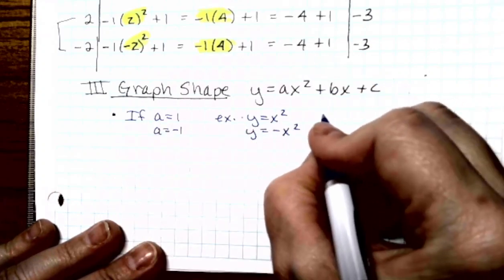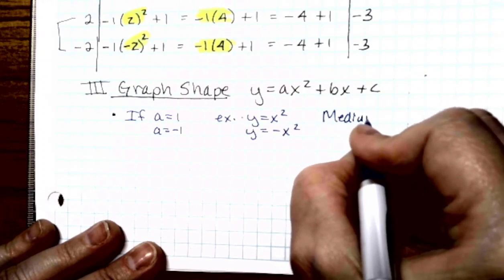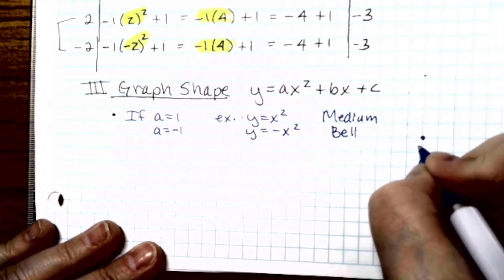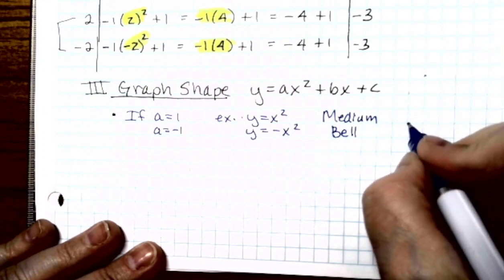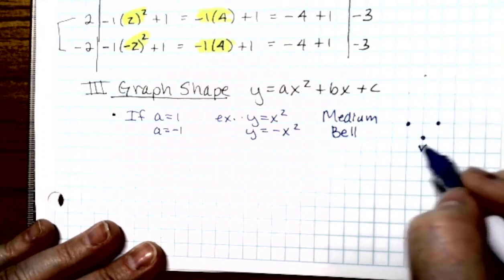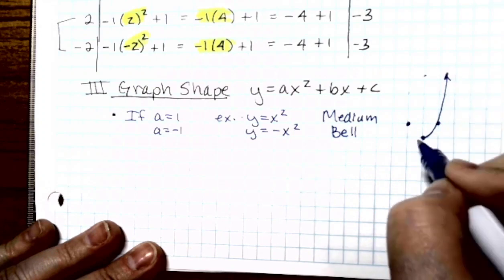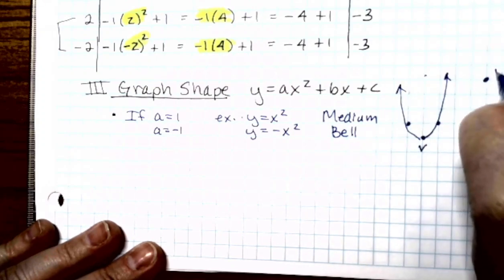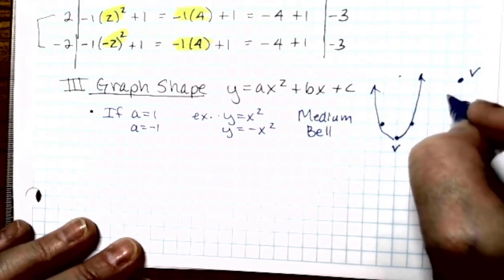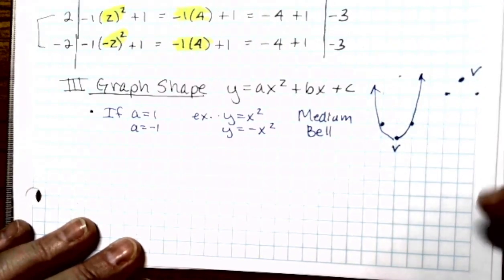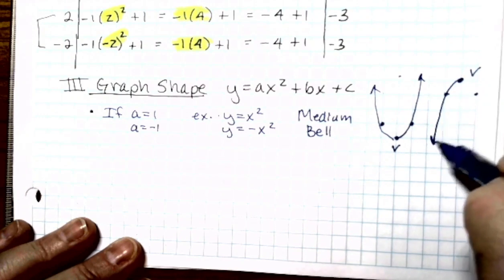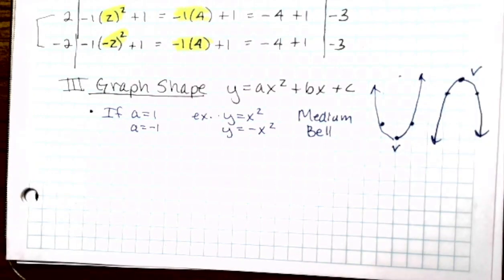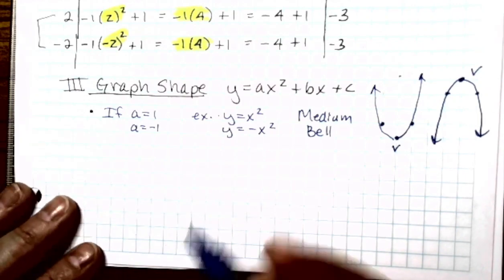If the a's are 1s, you're going to have what we call a medium bell shape. So if this is your vertex, automatically your first 2 points make a kind of triangle, and then it goes up from there. If it is going downward, there's your vertex. Again, the first 2 points make kind of a triangle with the corners of the graph paper, and then it comes down. So that gives you an immediate idea as to if your graph shape looks right.